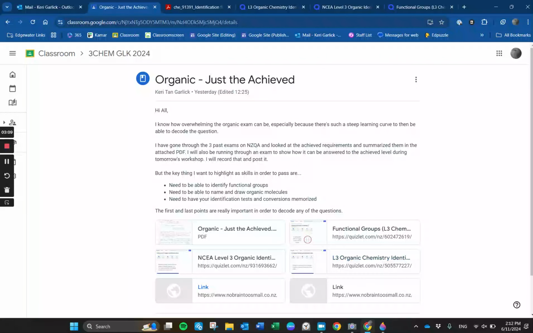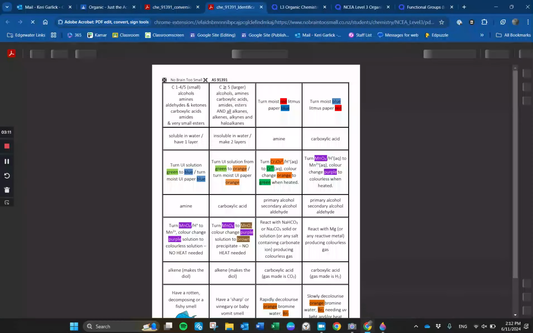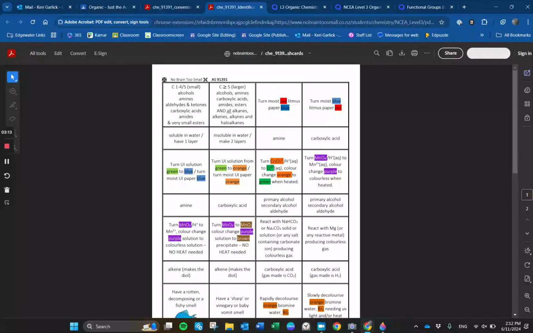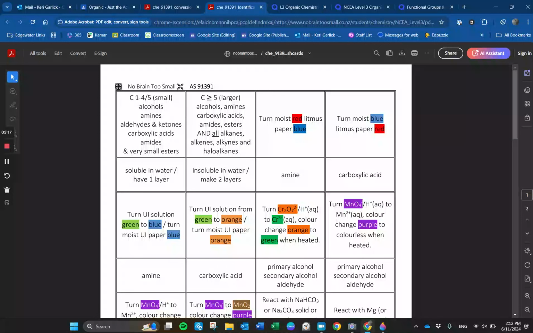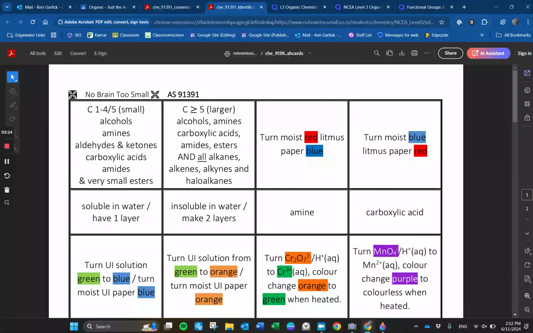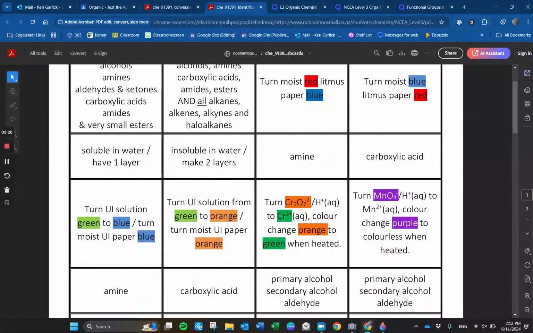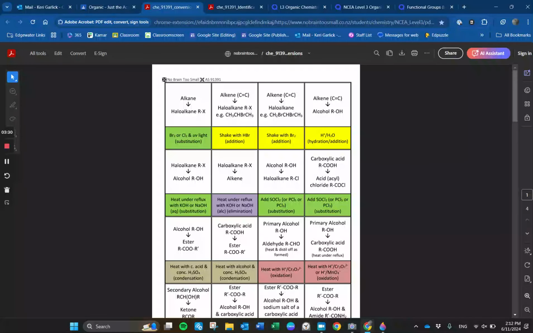In order to help you, and this is why I'm opening it up so we can refer to it when we look at the exam, here are these flashcards. These flashcards here are all about identification. Yeah, so these are the identification flashcards. If you have these memorized, you'll be able to decode what the question's saying. Same thing with this one here. These are the conversion flashcards.